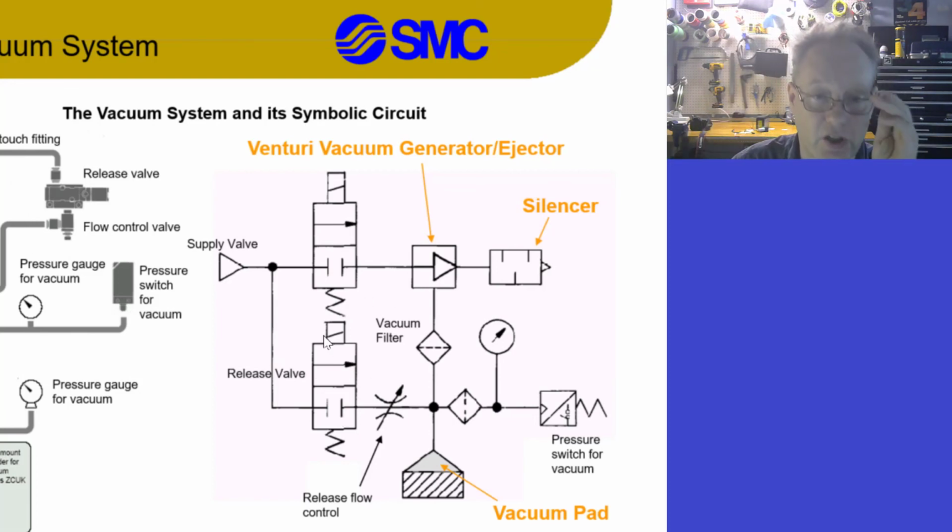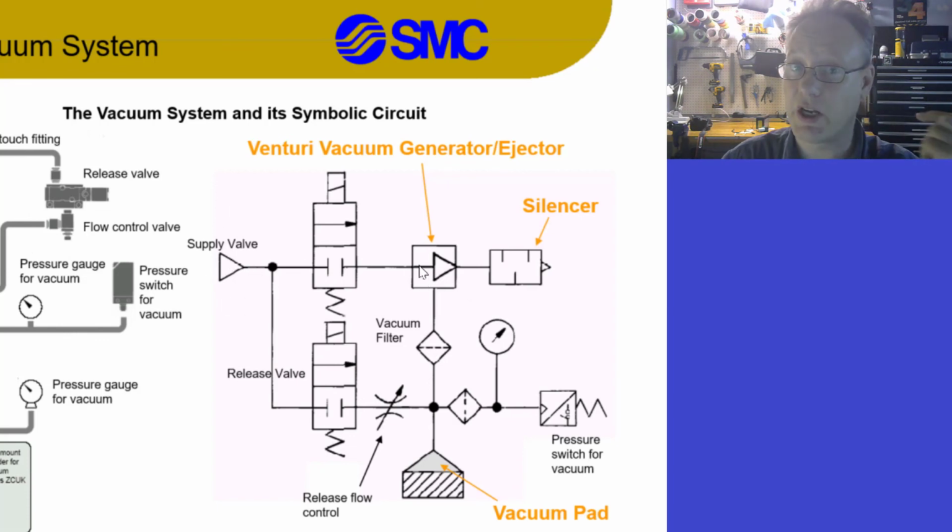So here we go. Let's just take a look at that. Okay, we've got my supply air in here. I have a Venturi generator. So now I've got this guy. If I energize this, air's going to go through here. I have a silencer because they're pretty loud, because it's just blowing air out. And now I've got this vacuum coming up here. Always put some kind of filtration in there, because you're sucking air into a Venturi generator. So yeah, put a filter in there. You're picking up your part.